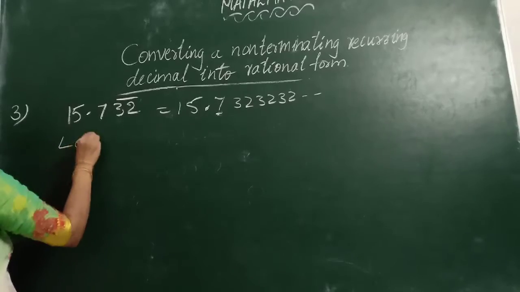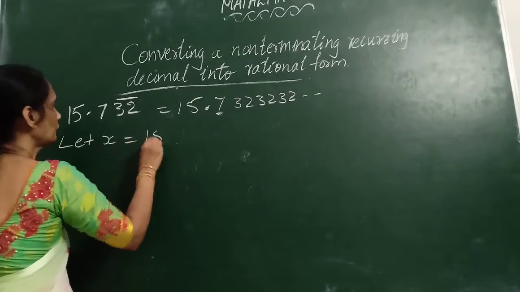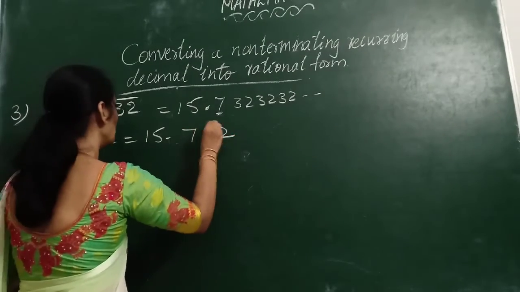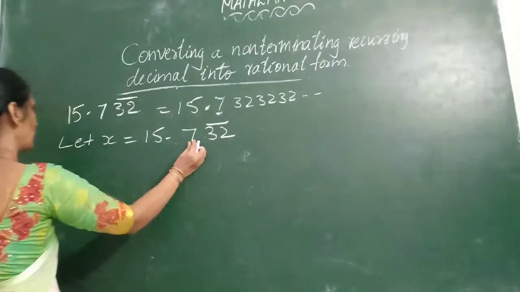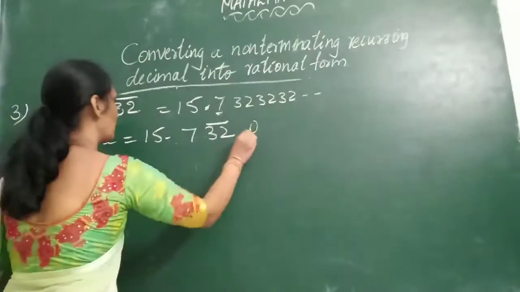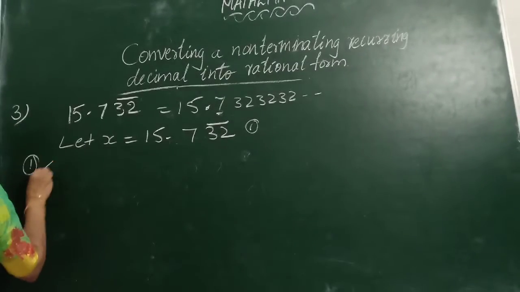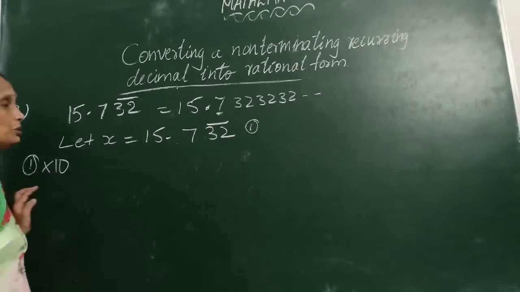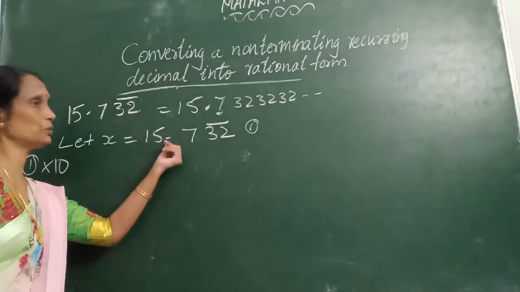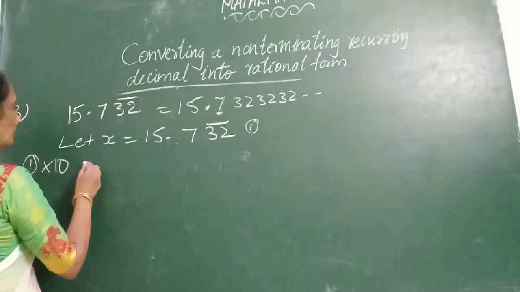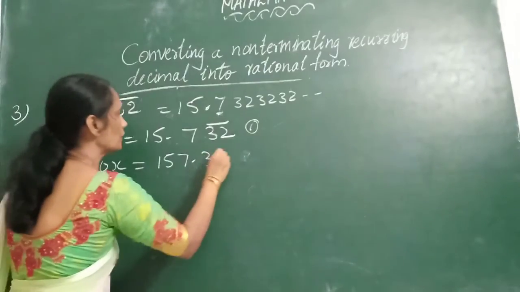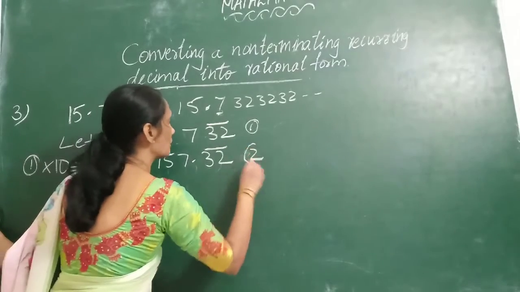So let x is equal to 15.732 bar. Periodicity is 2 only. But we are going to separate out this first. This is equation number 1, and we multiply it by 10. Why are we multiplying equation 1 by 10? To bring 7 to this side, along with the 15. So it will become 10x is equal to 157.32 bar. This is equation number 2.